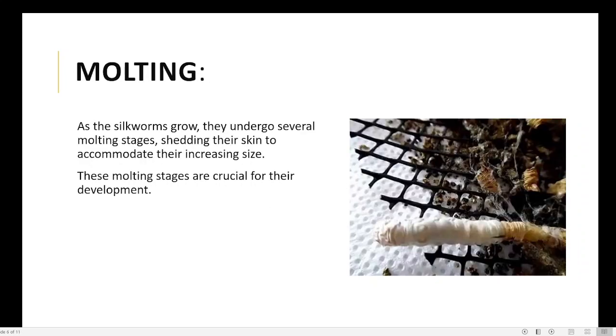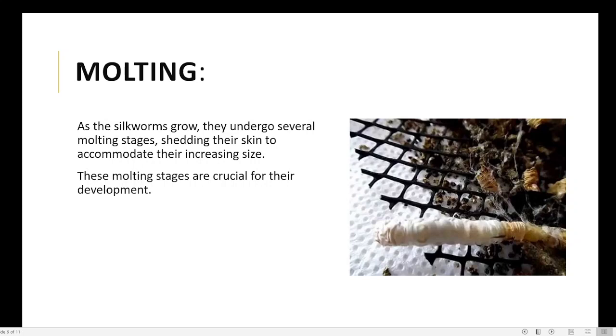Then molting is the process by which a larva grows, because during the larval stage the larva will be going through several instars. Instar means stages in the larval development. What happens with the larva is that it is covered with a body covering. Once that body covering is formed, it cannot expand. So if the larva has to develop again, it will produce a new body covering below the original cover, and that new body covering will be very soft.